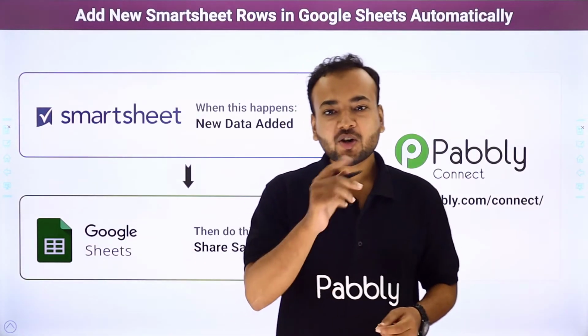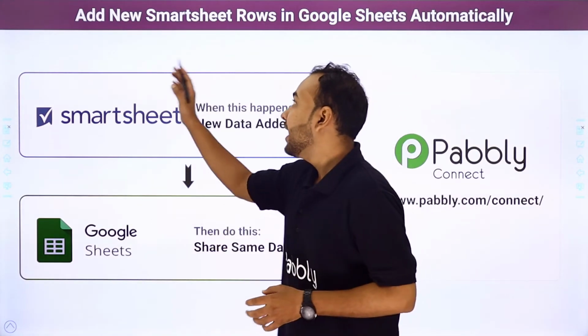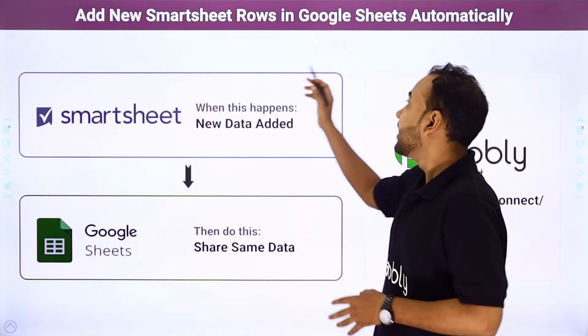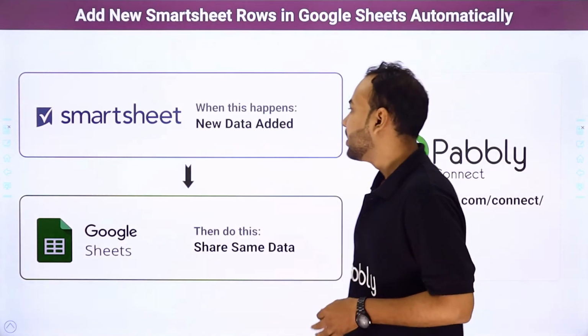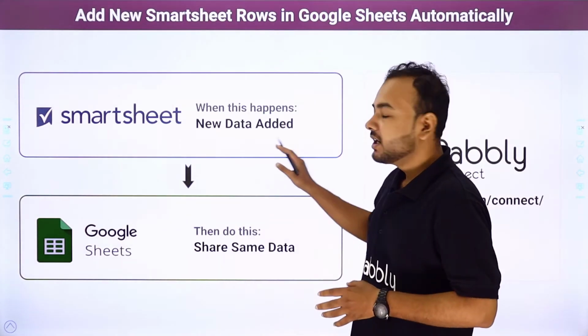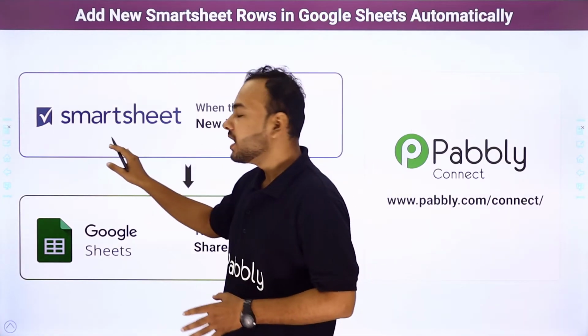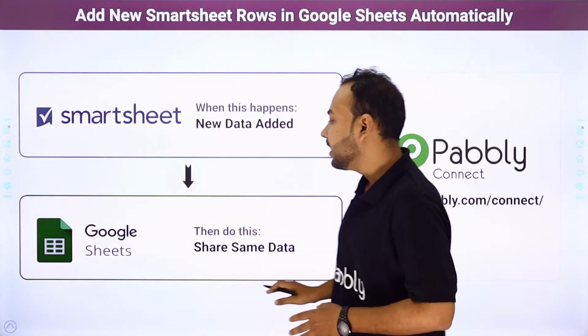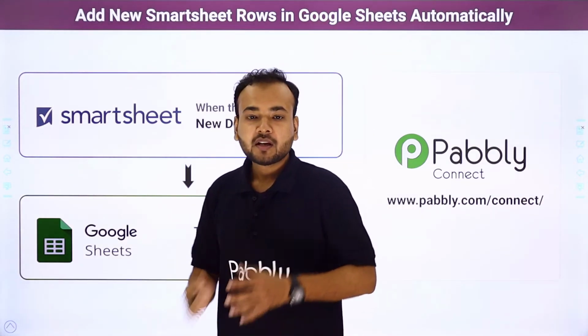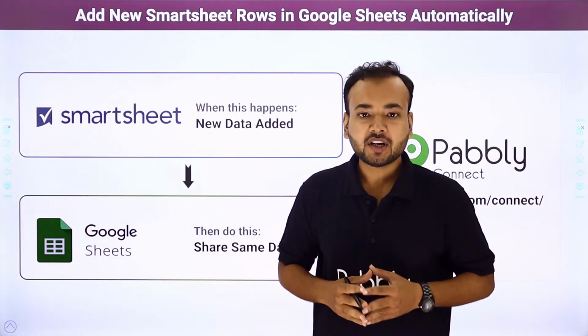In this video you are going to learn how to add new Smartsheet rows in Google Sheets automatically. Now let's see what is happening here. So you have added a new data in a Smartsheet row and you want to save that same data here in a Google Sheet. Now let's talk about the applications we are using.